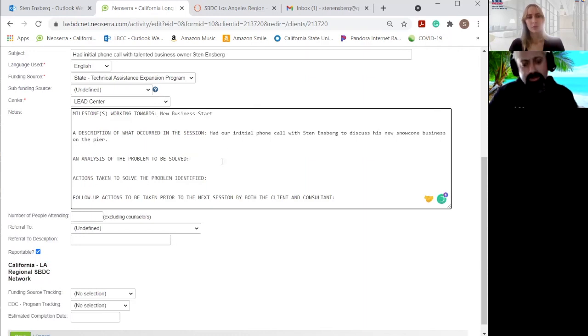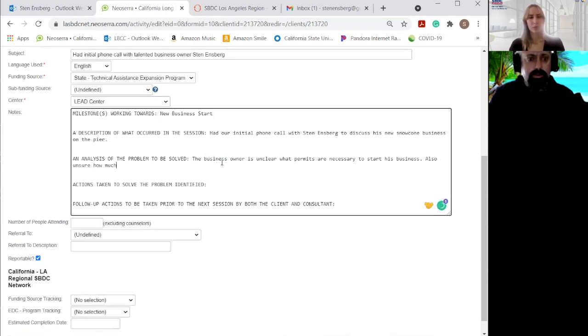Analysis of the problem to be solved. The business owner is unclear what permits are necessary. And we're also unsure how much money is needed to begin this business.